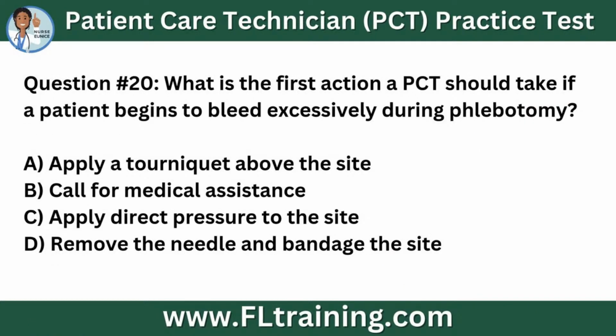Question number 20. What is the first action a PCT should take if a patient begins to bleed excessively during phlebotomy? So you went in to draw blood on the patient and didn't realize that they had heparin IV infusing. That's an anticoagulant, it's a blood thinner. And now they are bleeding excessively. What do you do? A, apply a tourniquet above the site. B, call for medical assistance. C, apply direct pressure to the site. Or D, remove the needle and bandage the site.